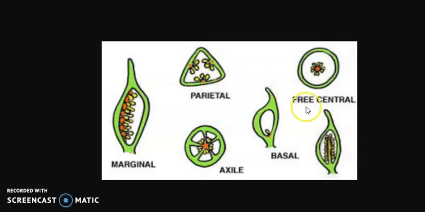So you need to recall the 6 to 7 different main types of placentations like axial, basal, parietal, free central, marginal, discussed.